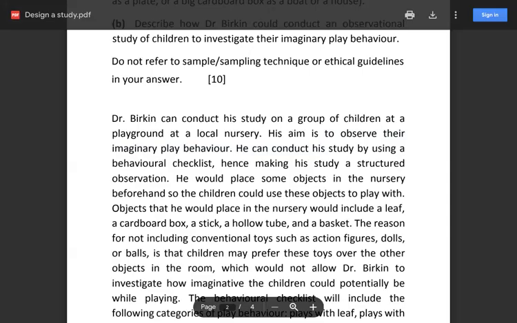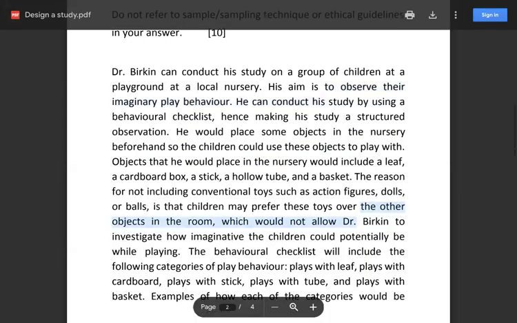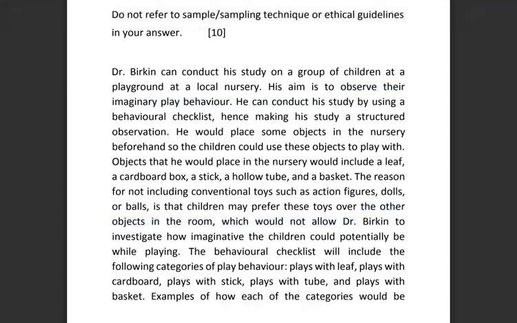All right. So the way I usually start is I like to talk about the sample, but because I can't do that anymore, I'll just mention briefly what the researcher is doing over here. Dr. Birkin can conduct his study on a group of children at a playground. So I've mentioned where the study is being done, at a local nursery, right? So the where is out of the way right in the beginning. His aim is to observe their imaginary play behavior. So I've let the examiner know that I know very clearly what the aim of the study is.